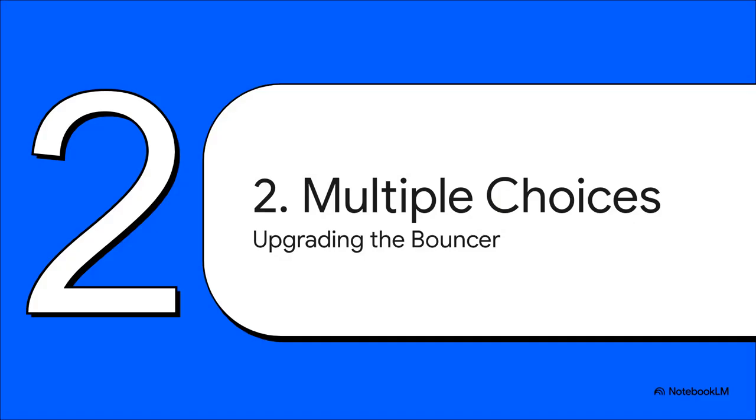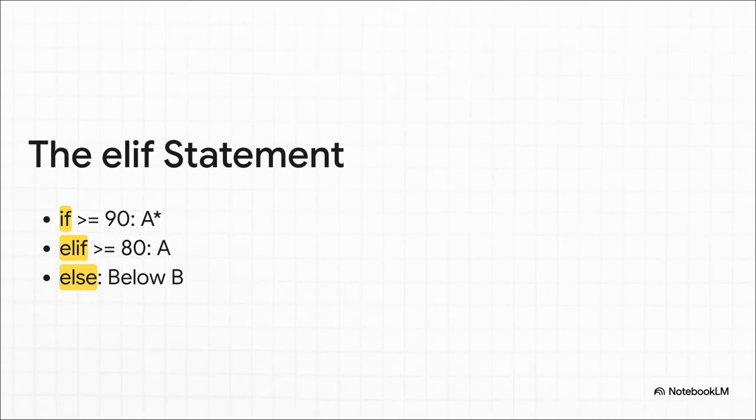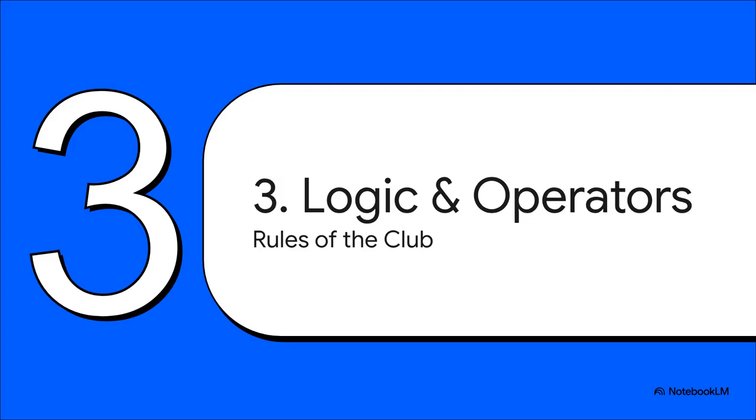Moving right along to section 2, handling multiple choices, upgrading the bouncer. Sometimes a simple yes or no just isn't enough, like when you're calculating a student's exact letter grade. And this brilliantly illustrates how Python handles those multiple choices. We use the elif statement, which just stands for else if. It's this really elegant way to let the code check multiple conditions sequentially. First, it asks, is the grade 90 or above? If so, boom, A star. If not, it drops down to the elif. Okay, well, is it at least 80? If yes, A. It just keeps going down that chain until it either finds a true statement or it hits the final fallback else.